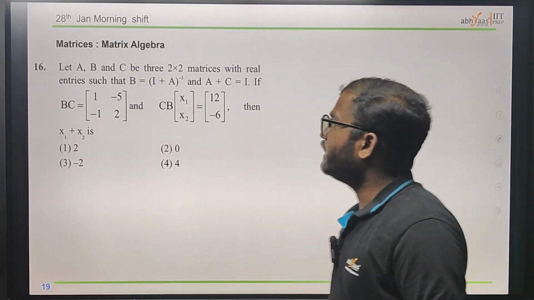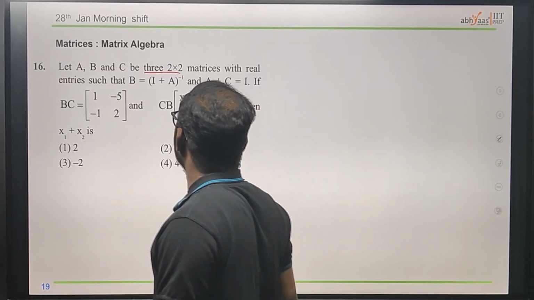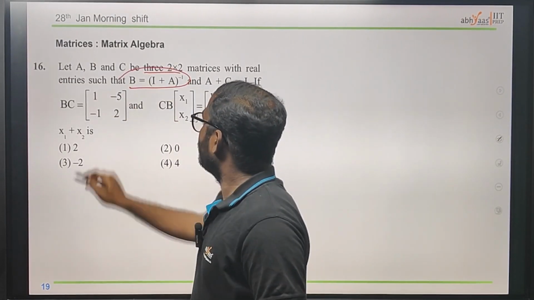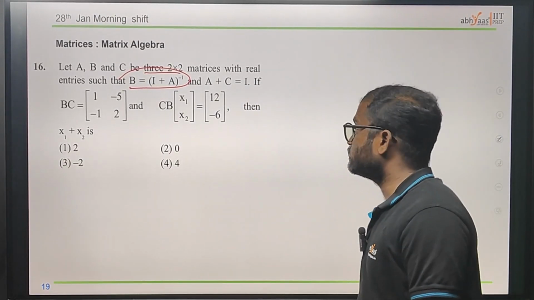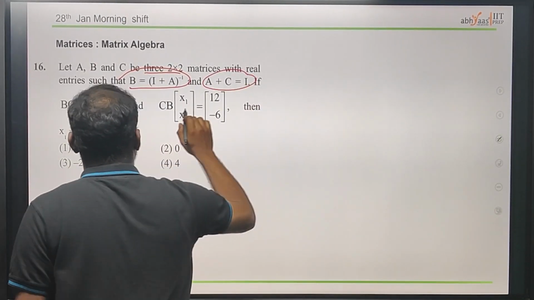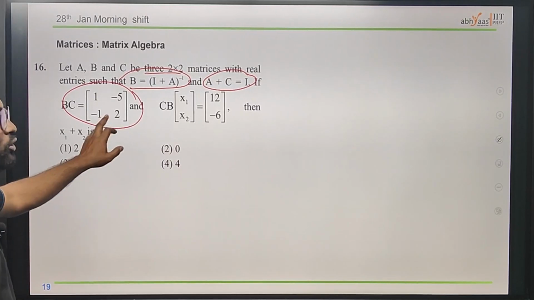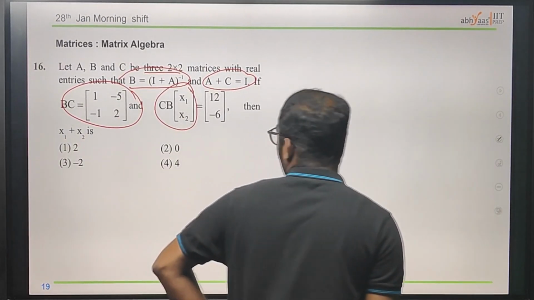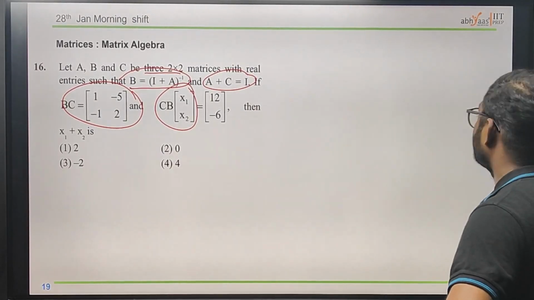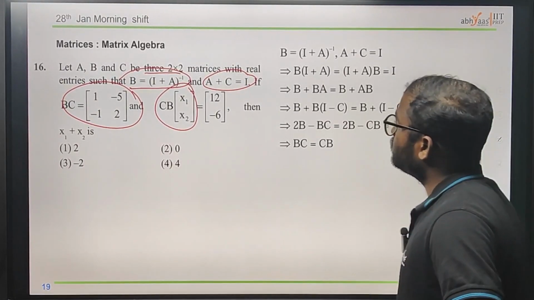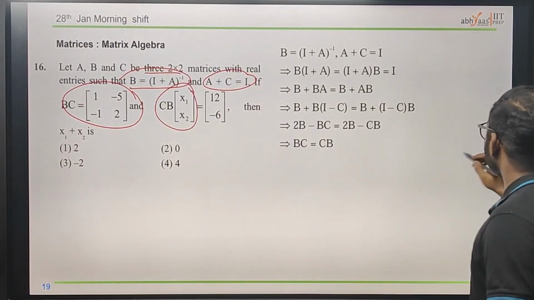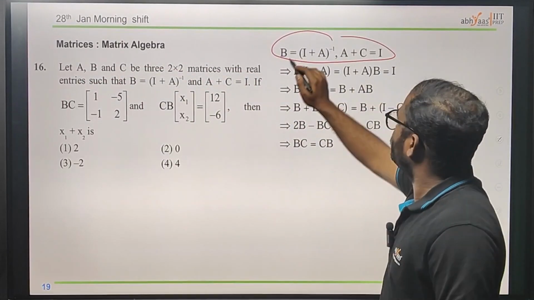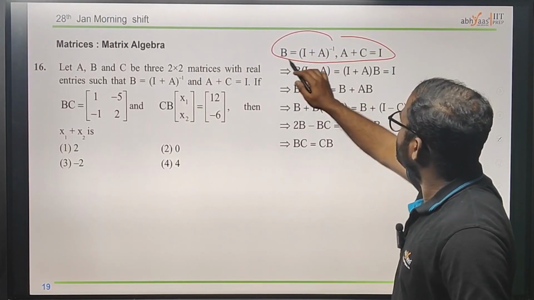Next question is on the basis of A, B, C being 2 by 2 matrices with real entries. B is I plus A inverse, and A plus C is I. If BC is equal to this 2 by 2 matrix and CB is this one, with the solution matrix as 12 minus 6, then what is the value of x1 plus x2? See here, first take B equal to this one, and A plus C. Now next, take this from that side.